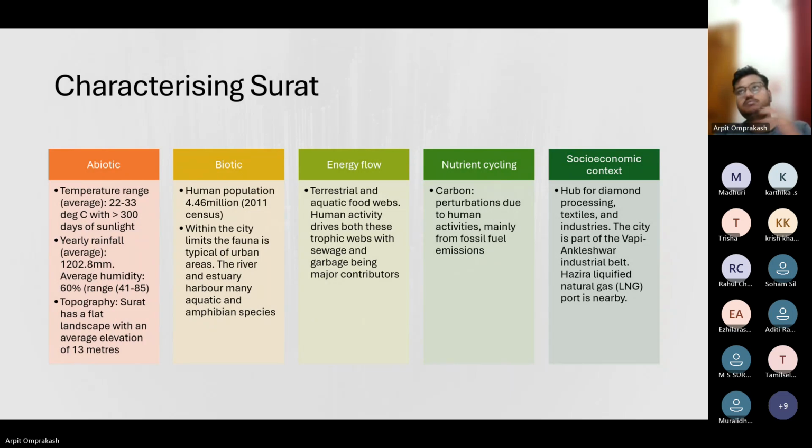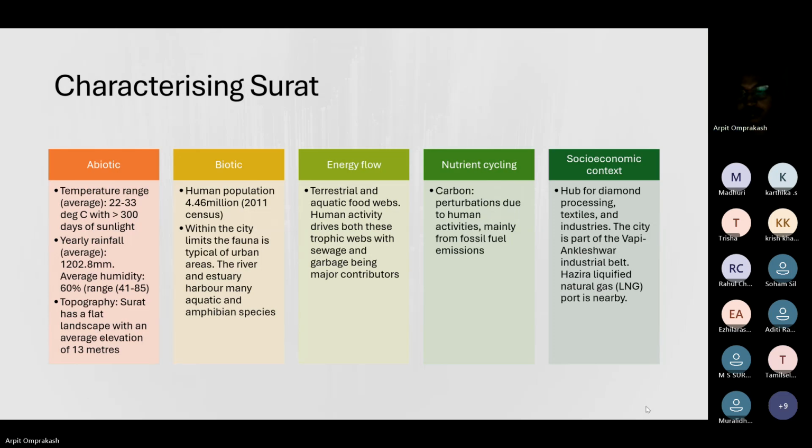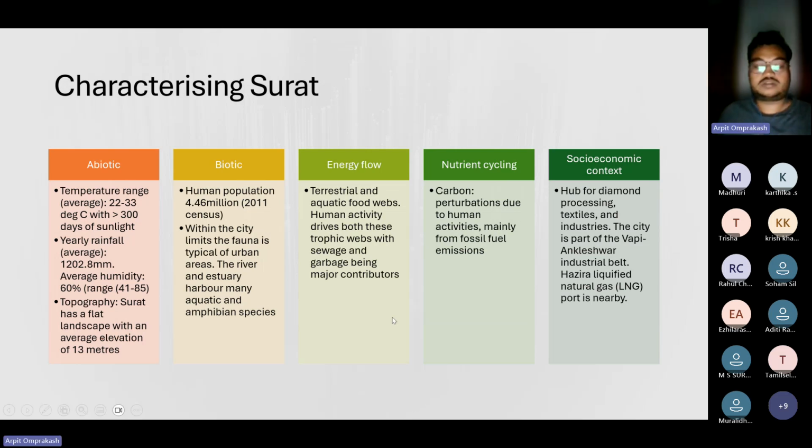Then another thing we can talk about is elevation and how the landscape is. Flat landscape with 13 meters. That means it's very close to sea level. And this can be seen from the fact that since 2014 or something, there have been around three major floods in the city.